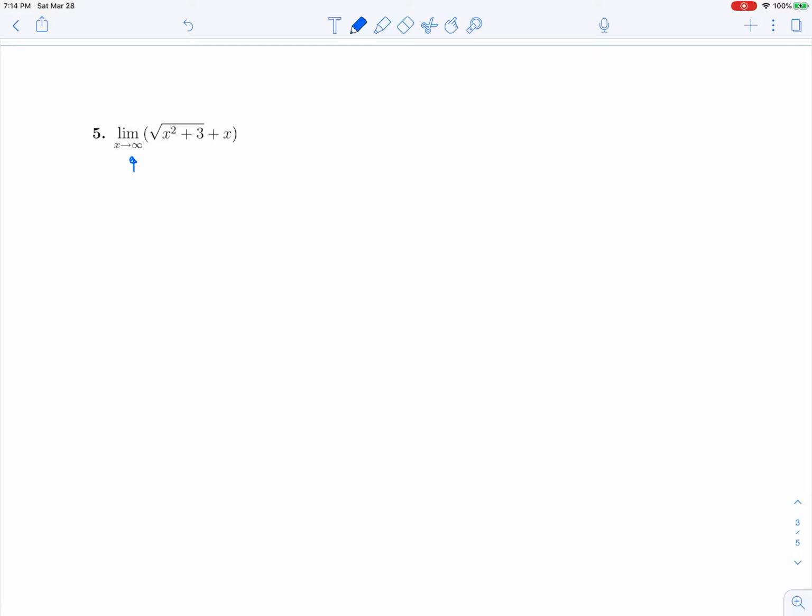But this should be the limit as x approaches -infinity of the square root of x squared plus 3 plus x. If you mentally substitute in -infinity, -infinity squared will be positive infinity, so this first expression will be infinity, and then this is minus infinity, and this is an indeterminate form. So we don't know if the limit exists or doesn't exist or what it is at this point.